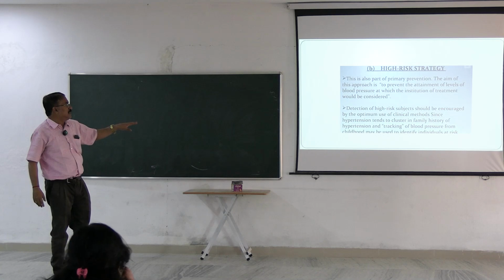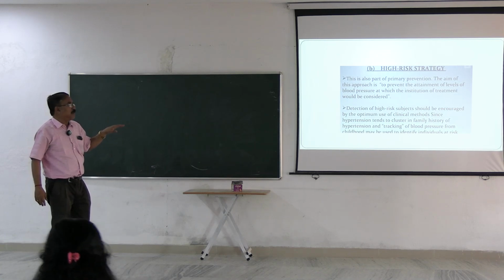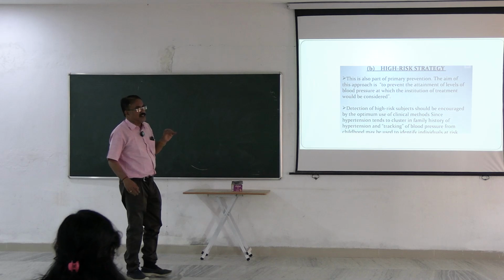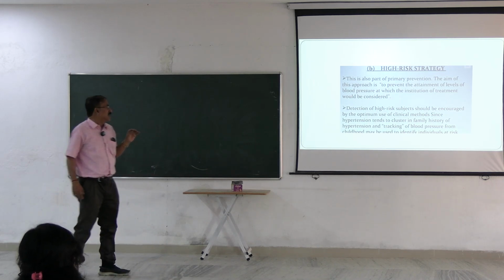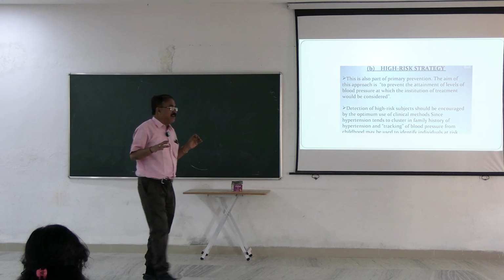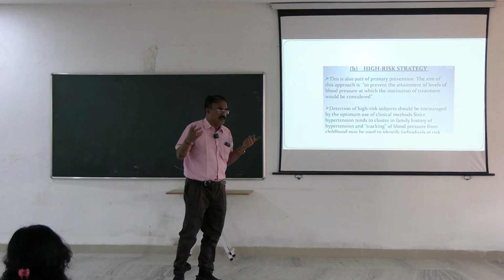Detection of high risk subjects should be encouraged by the optimum use of clinical methods, because hypertension tends to cluster in families, in family history of hypertension, and tracking of blood pressure from childhood could be helpful to identify individuals at risk for it.